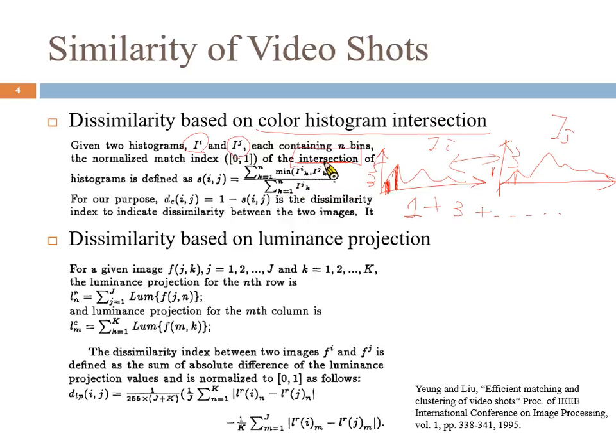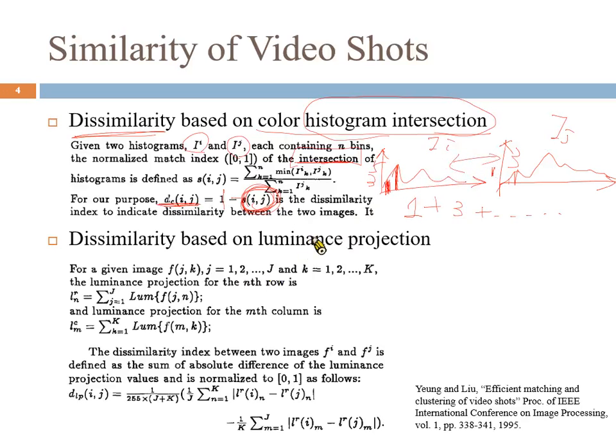Okay, so basically histogram intersection is a kind of similarity, and here we try to calculate the distance. So we use 1 minus the average similarity, so we can get the distance. Okay, so based on such simple calculation, we can calculate the distance between any two video frames. So this is one method.